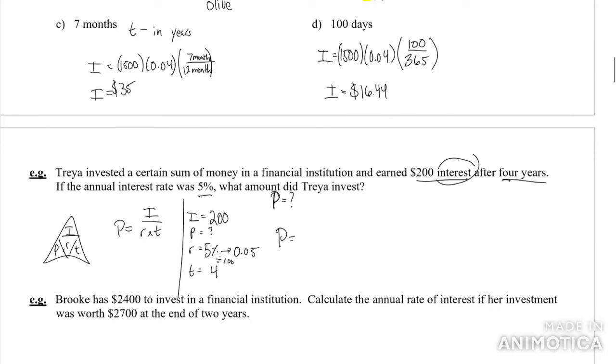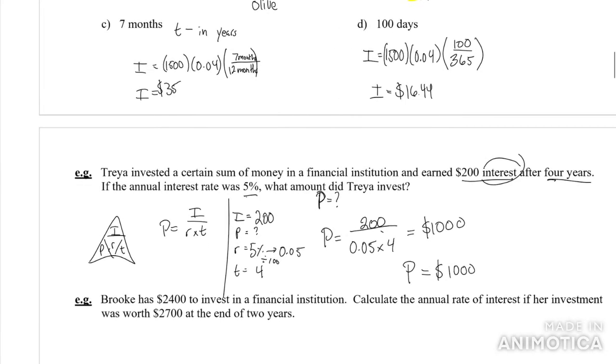So plugging this into the equation that I've made, I have 200 divided by 0.05 times 4. How I would solve this is I'd figure out what's on the bottom first, get this all as one term, and then divide 200 by that. But skipping that, I have an answer of 1,000. Principal is in dollars, so principal is equal to $1,000.